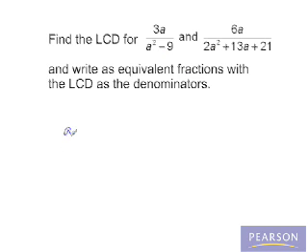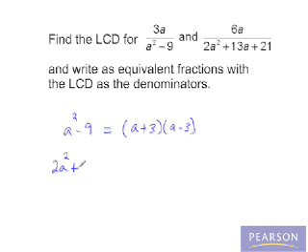So to find the least common denominator, let's take a look at the two denominators that were given. The first one, a squared minus 9, we know can be factored as the difference of squares, a plus 3 times a minus 3. The other denominator, 2a squared plus 13a plus 21, can be factored as the product of two binomials, those being a plus 3 times 2a plus 7.